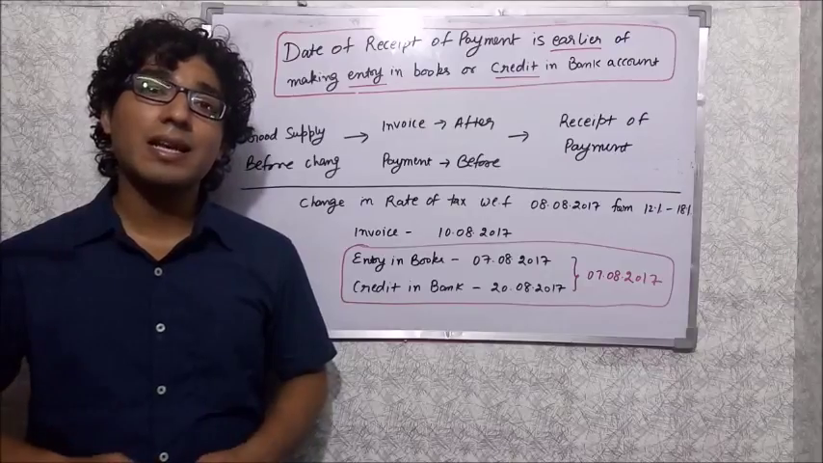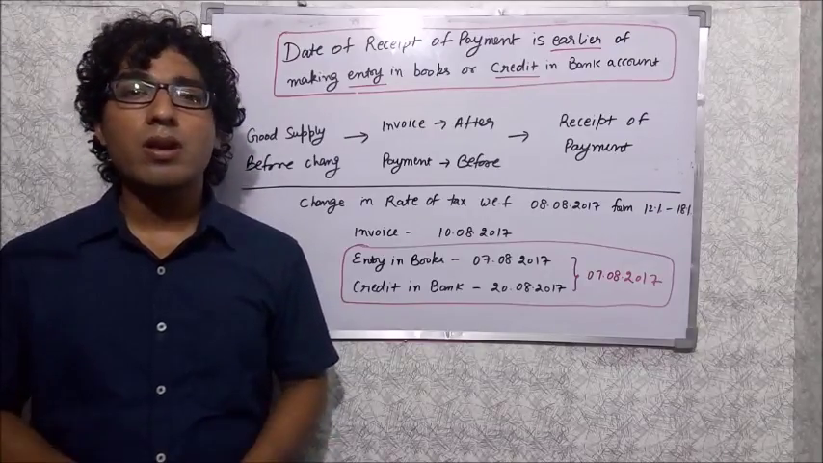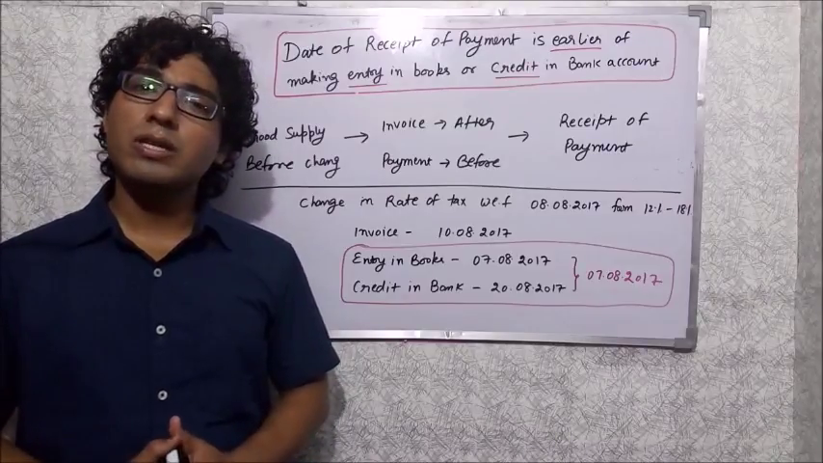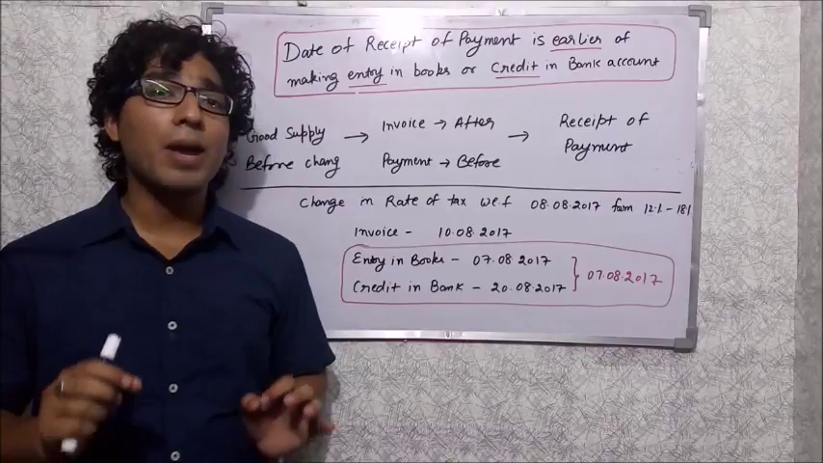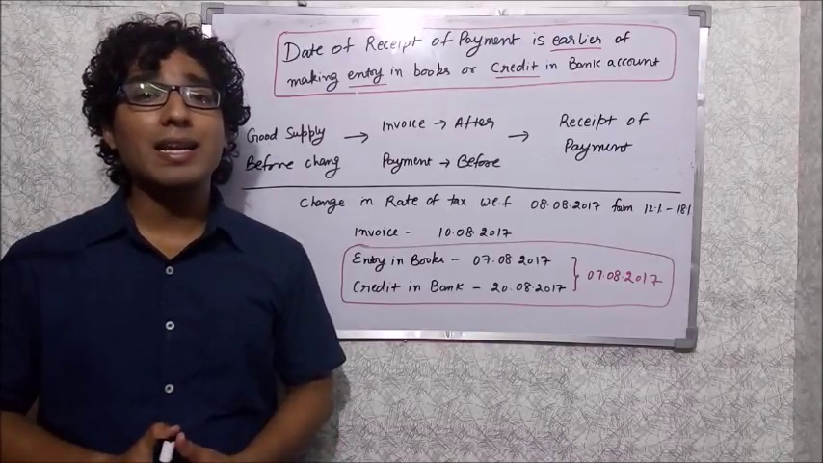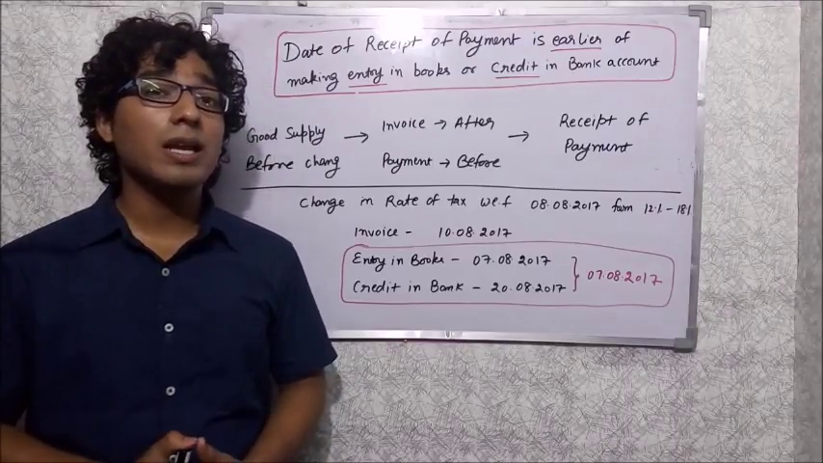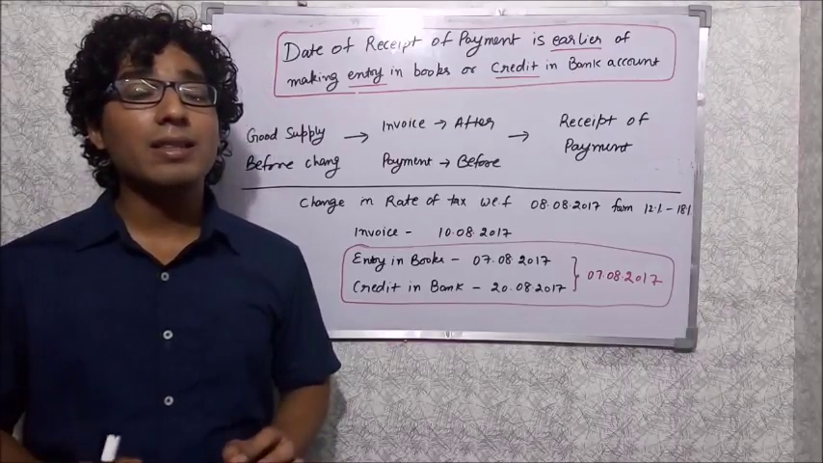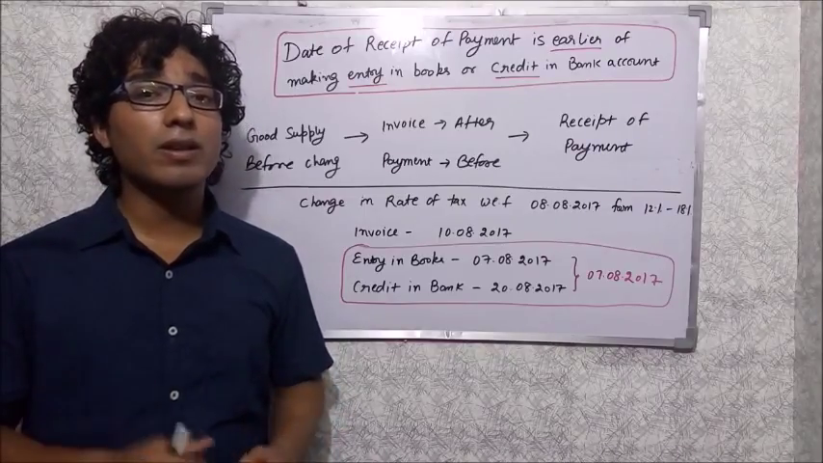So that will be considered as the date of making the entry in his books of account. But don't you see, or don't you feel, that the supplier of goods or services can manipulate the date of entry in his books of account to save the tax? Don't you think that he can manipulate the date of entry in his books of account in his favor?